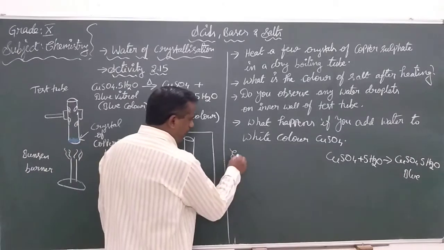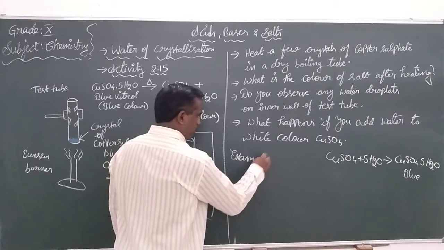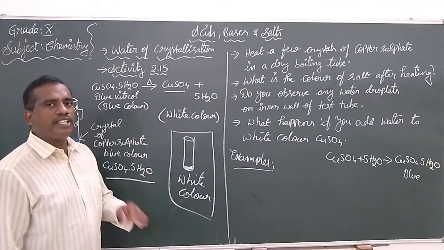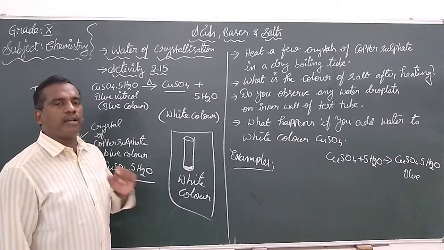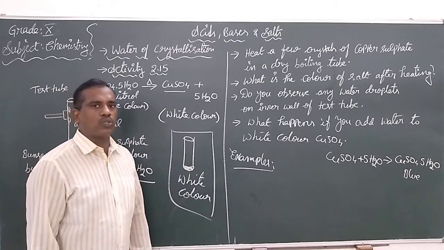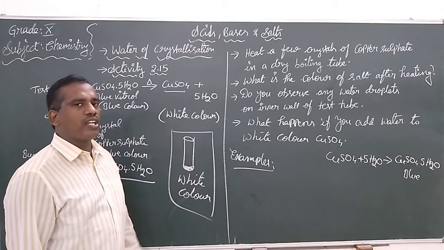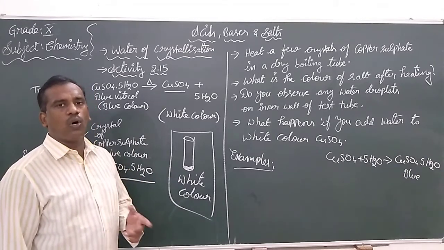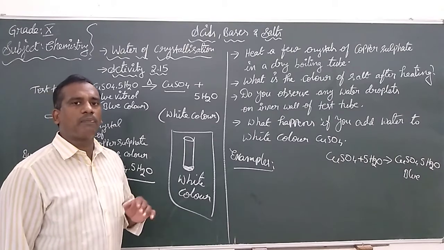There are many examples in which the salts will have a fixed number of water molecules. Let us get the definition and then we will go for the remaining examples to show how many fixed molecules are present with them.